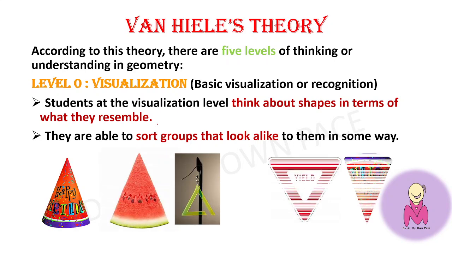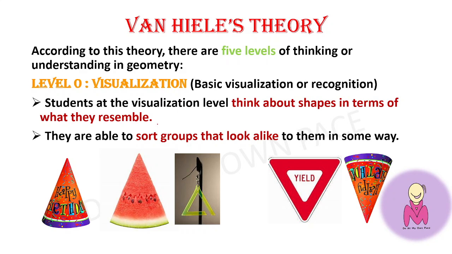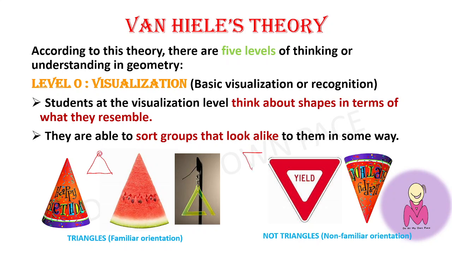So if you give these pictures to them and ask them to segregate or sort or group them into triangles, they will group these 3 pictures as triangles, and these 2 are not triangles for this level of children. Why? Because in this level of children, a triangle has to be like this. It should have the pointed side upwards. If it is inverted and pointed edges downwards, it is not a triangle for them. Why? Because this is their familiar orientation. So even if it is not complete, it is also a triangle for them, because they are familiar with this type of triangles and they are not familiar with this type of triangles. So in this level, they group shapes based on how they resemble.